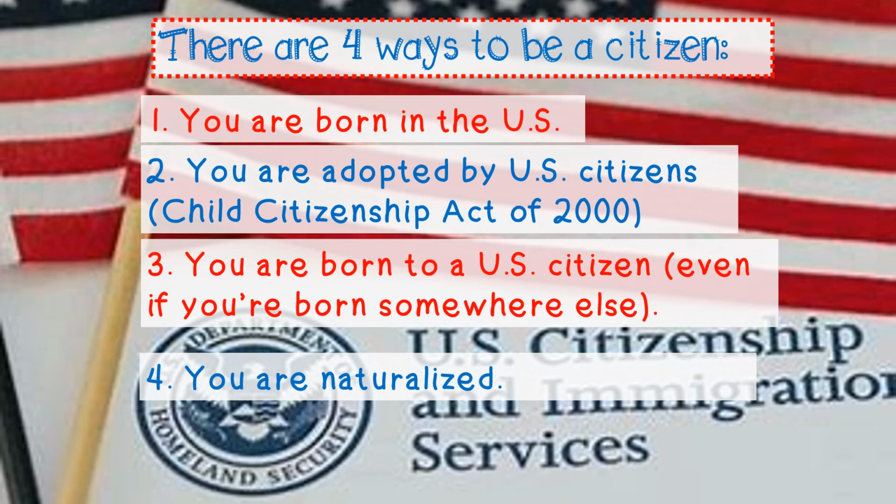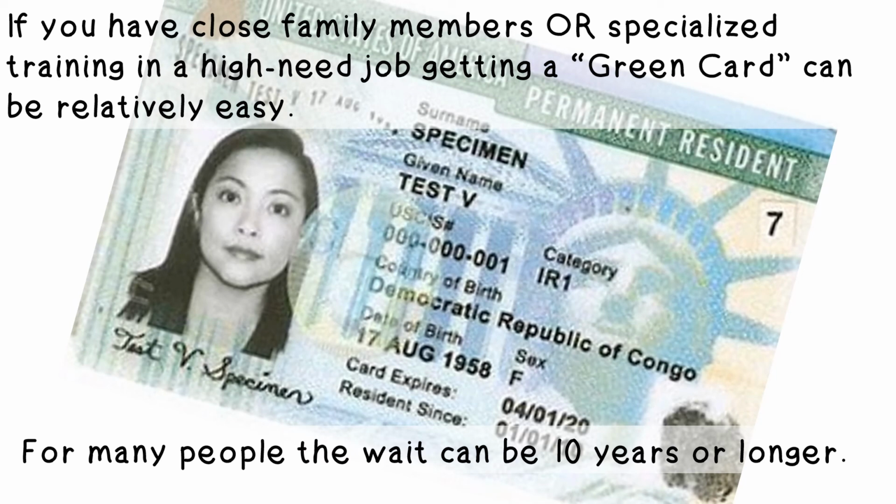And the last way is to be naturalized. This is what immigrants coming to America need to do, the process that they have to follow to become a U.S. citizen. So you can become a citizen rather quickly if you have close family members here, or if there is a certain job that there's a shortage of here, and you have that specialized training, you'll get what's called a green card, and it's rather easy for you to come and become a resident here and then work your way towards citizenship. But for many people, you have to wait 10 years or longer to get this green card that many people want.